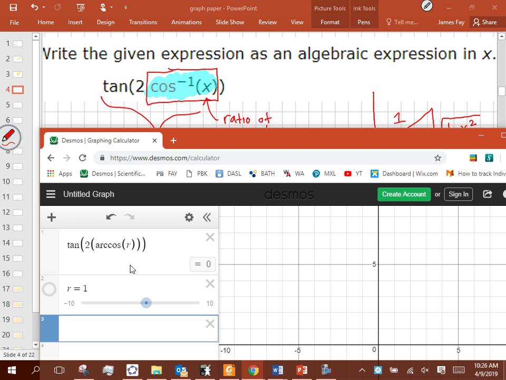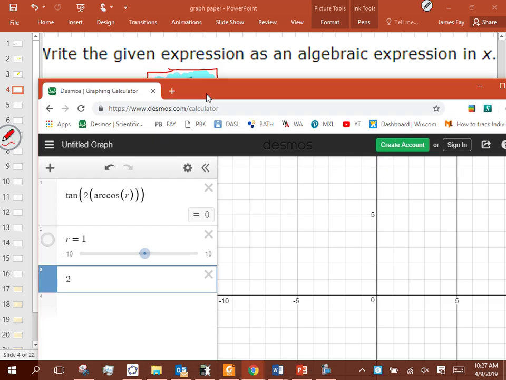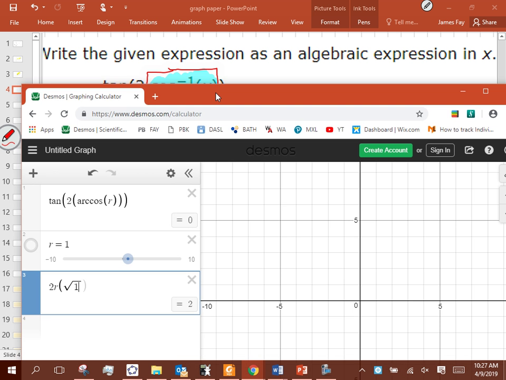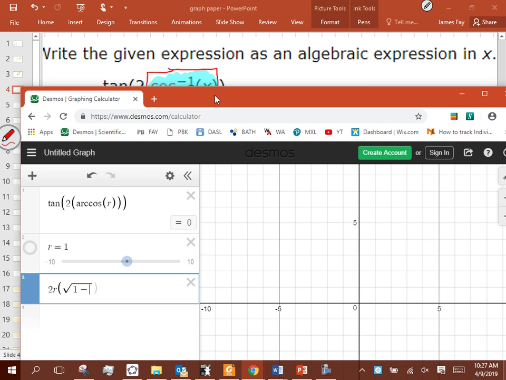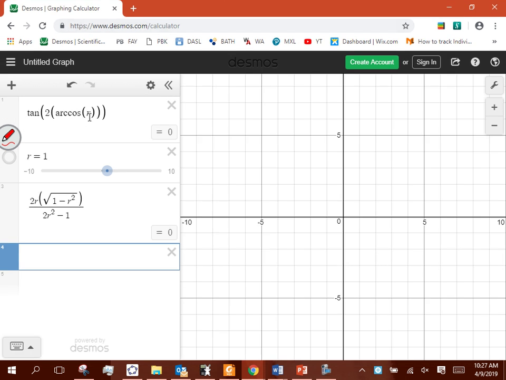And then I'm going to type in what we just came up with. So it's 2x, which would be x being r now. Square root of, what was it, 1 minus r squared. And then on the bottom, we're going to have, is it 2r squared minus 1? Okay. Now, I'm just going to make sure, so the arc cosine has to be evaluated at r, okay?